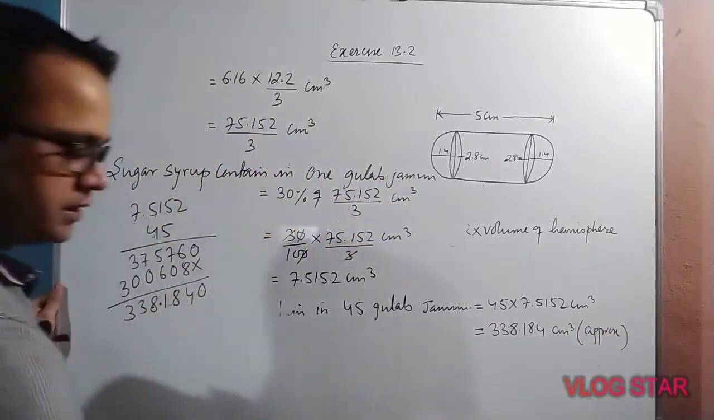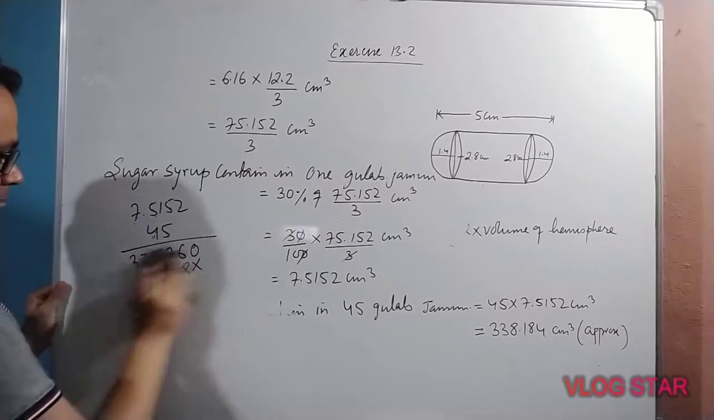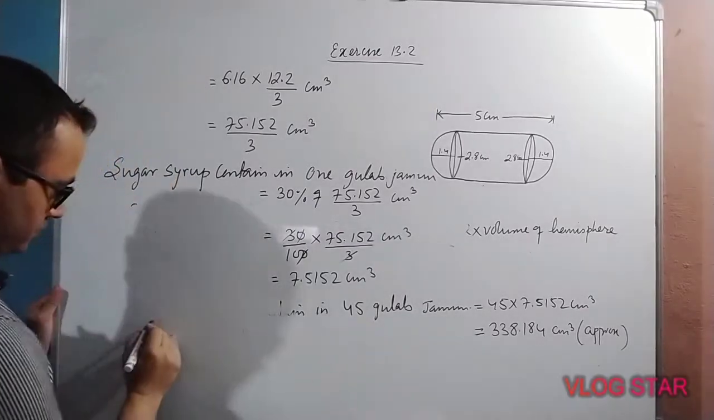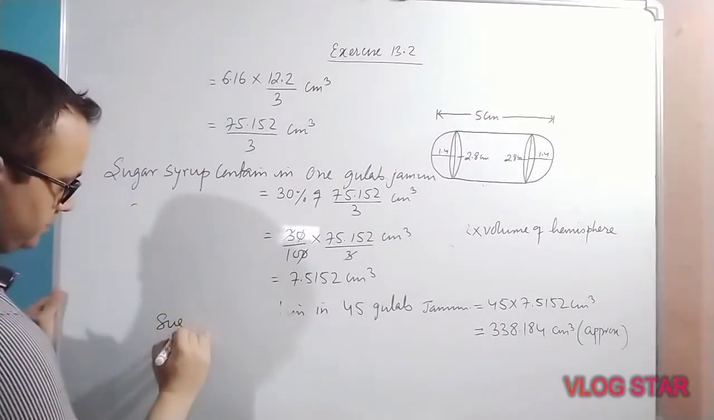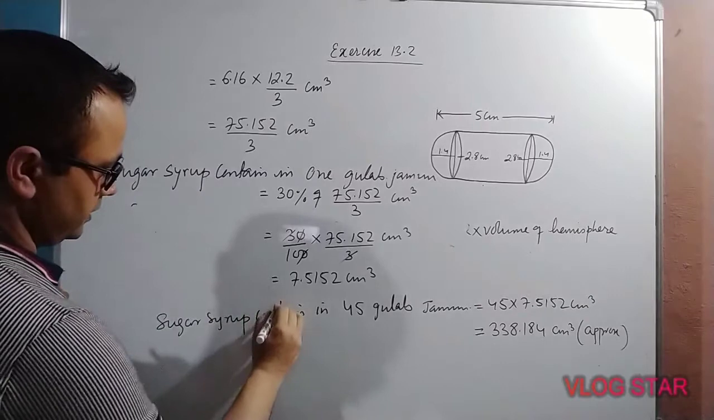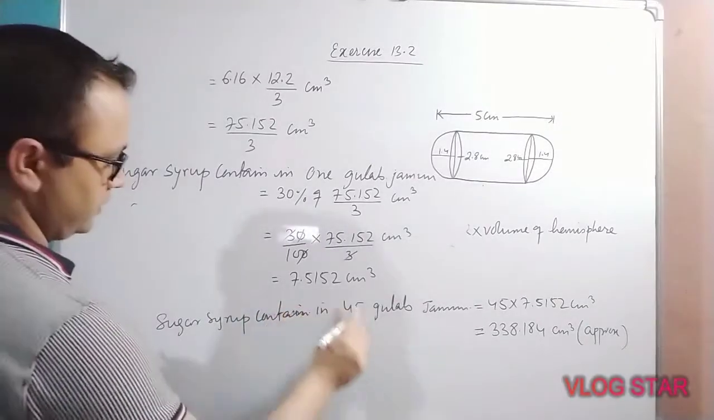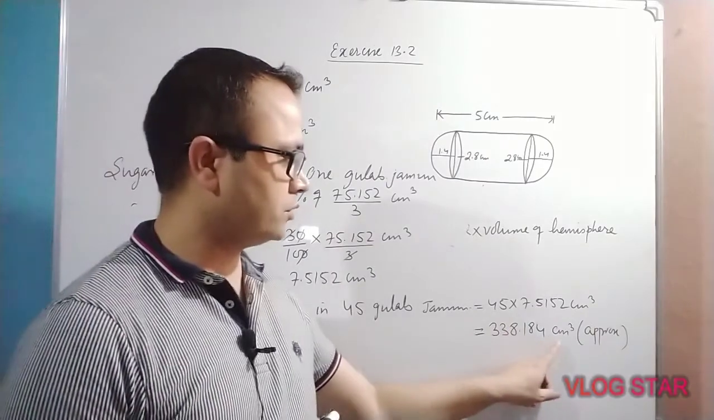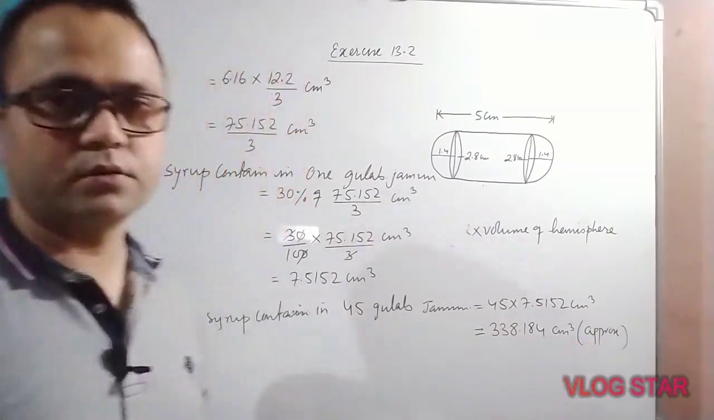Sugar syrup contained in 45 gulab jamun is 338.184 centimeter cube. Okay, this much for today.